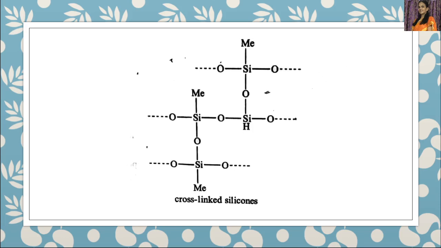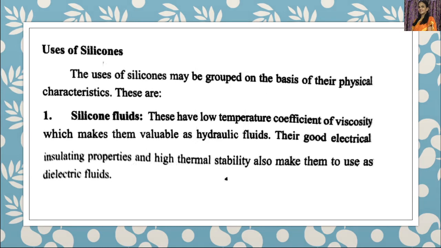This is a cross-linked silicone. We can see the cross-linking. Okay. So this is one example of a cross-linked silicone. Now let's see what are the different uses of silicones. The uses of silicones are divided based on their physical properties.